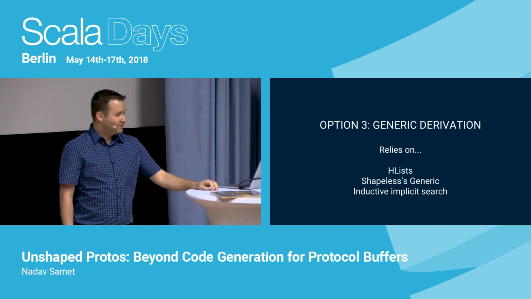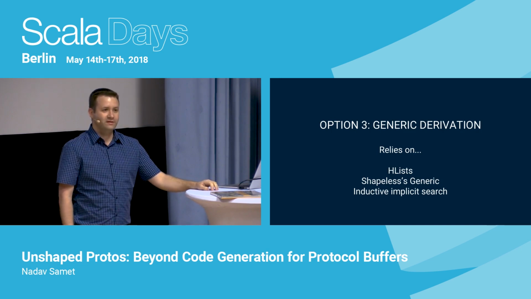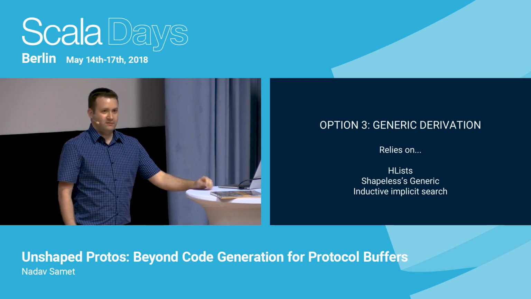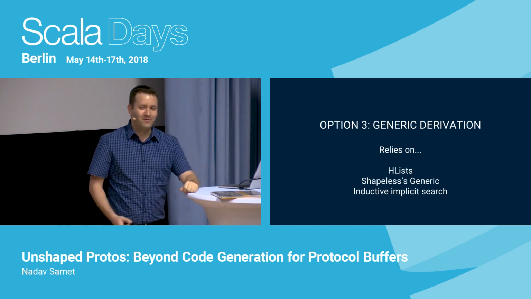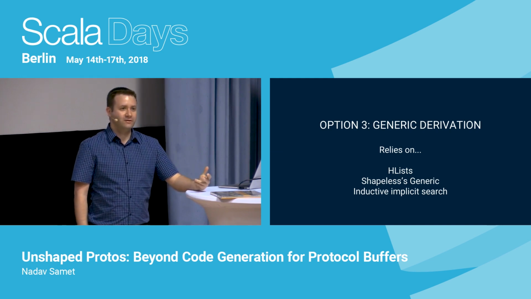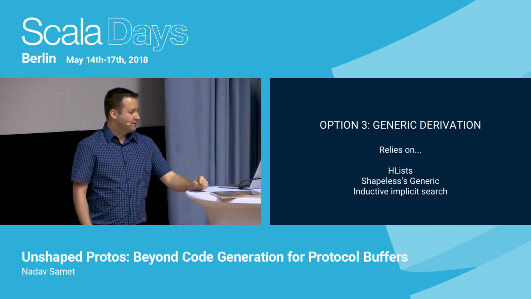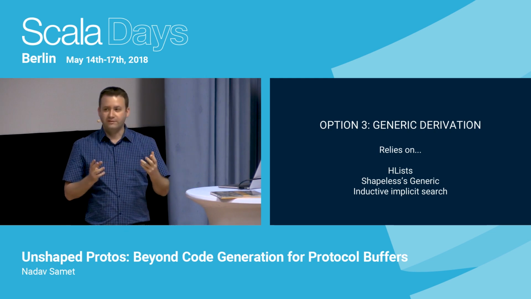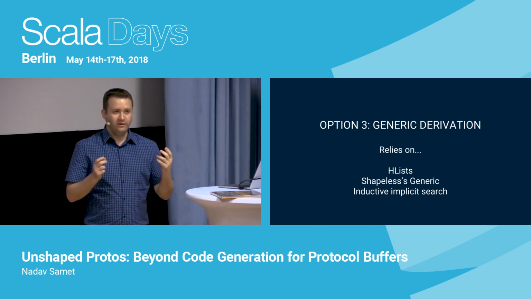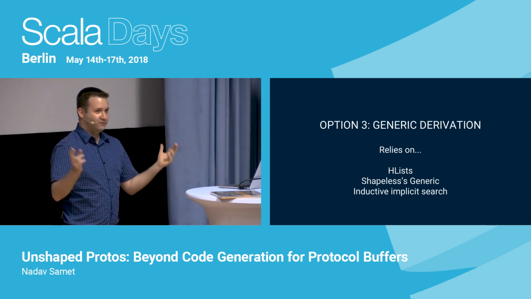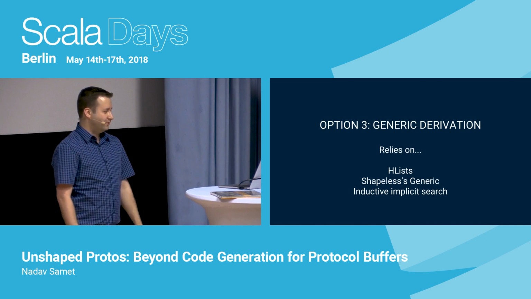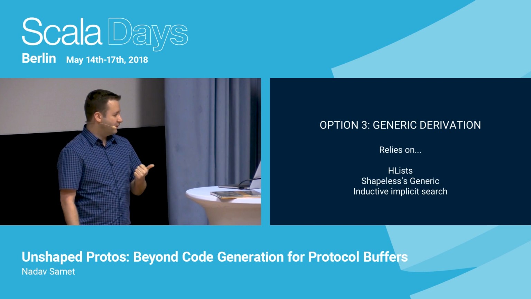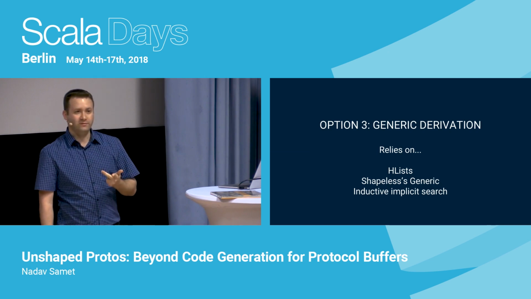The third option that I investigated is called generic derivation. And finally, this is something that I'm really excited about. I learned about it very recently. This is basically a way to get the compiler to create type classes for you. It's combining three advanced topics beautifully together to get the effect that we want. Those concepts are HList, shapeless Generic, and inductive implicit search.